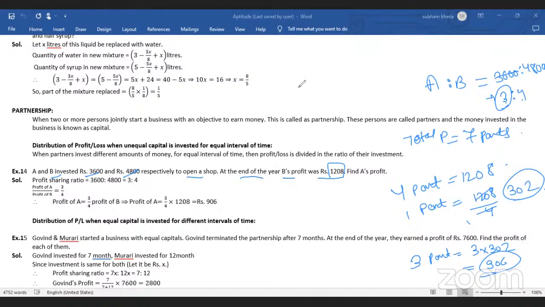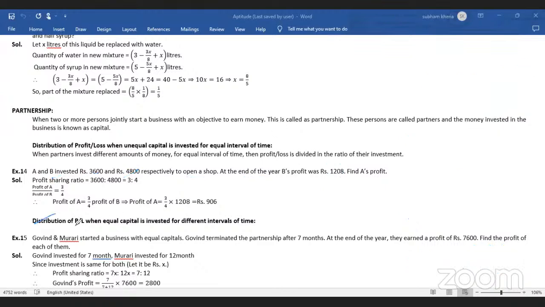What was the main funda here? Given equal time is there, but different shares are there, then the ratio of profit will depend on the amount invested. Now let's change the theme. The second theme says distribution of profit and loss when capital is same. They are investing the same amount of money, but for different time. For example, A invested 5,000 for 1 year. B is also investing 5,000, but for 3 years.